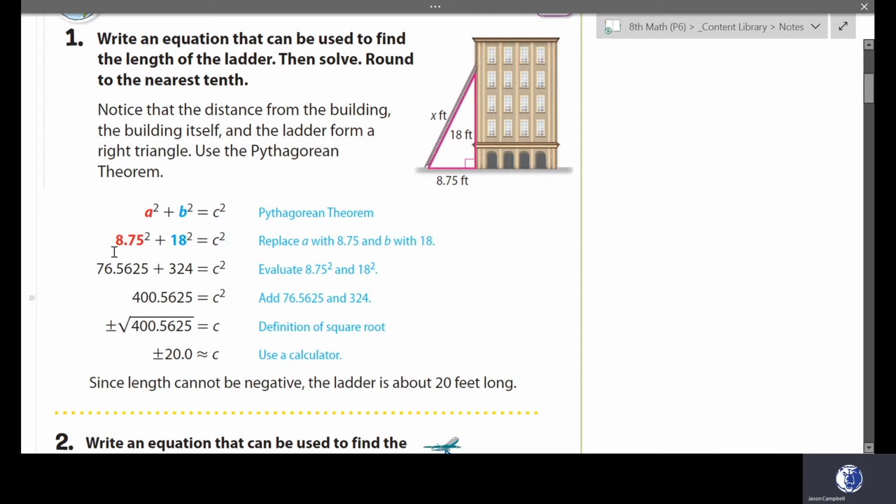So we plug in 8.75 and 18. We square those numbers and add them together. And then we find the square root. The square root can be positive or negative 20. Since the length cannot be negative, the ladder is about 20 feet long.